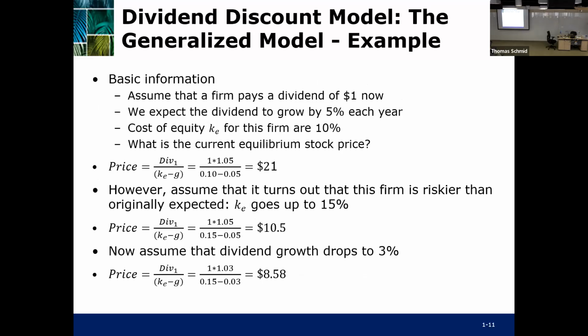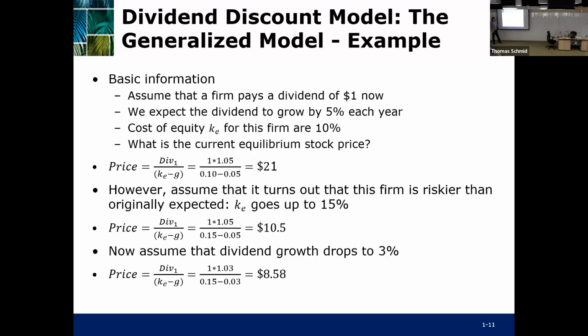Well, we just set in the values to this formula. So the price is the dividend in 1 year. So it's 1 times the first growth rate, 1.05, divided by KE minus G, so we get $10.50. Oh, sorry, that was wrong. KE minus G is 0.10 minus 0.05, so we get $21.